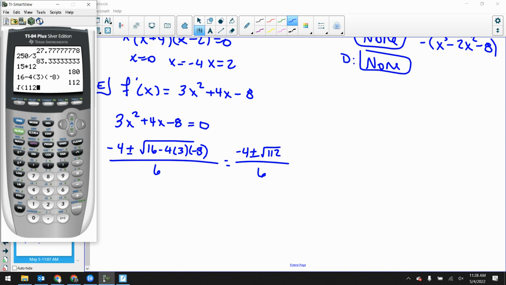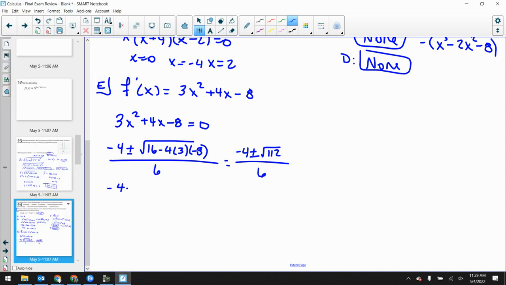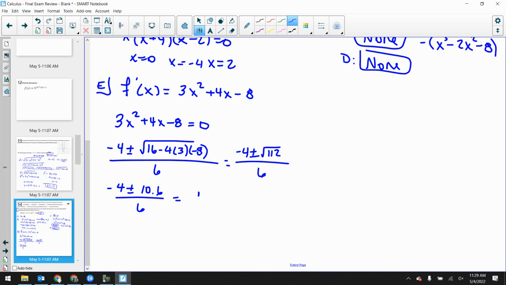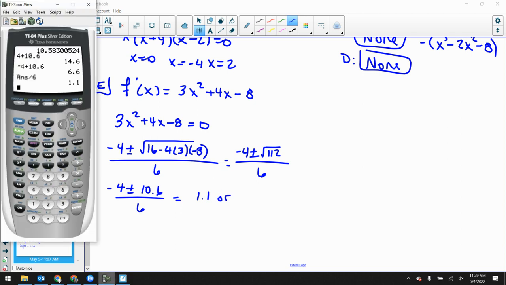So the square root of 112 is 10 point, we'll round it to 10.6. So negative 4 plus or minus 10.6 all over 6. So let's take the plus. Negative 4 plus 10.6 divided by 6, which is 1.1. And then let's do the minus. Negative 4 minus 10.6 divided by 6, which is negative 2.4.